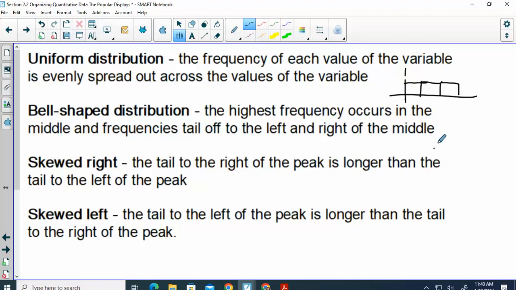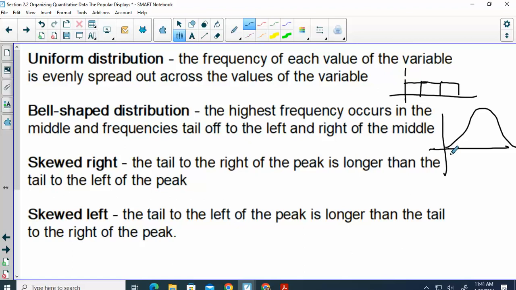Bell-shaped is the one that we are going to really focus on, especially in the second half of the semester. And that's where it peaks in the middle, so you have more in the middle, less on the sides. And it's kind of symmetric, about the same to the left and to the right. You can see this from a histogram as well, so the ends would be pretty short. As you get to the center, you have your peak.